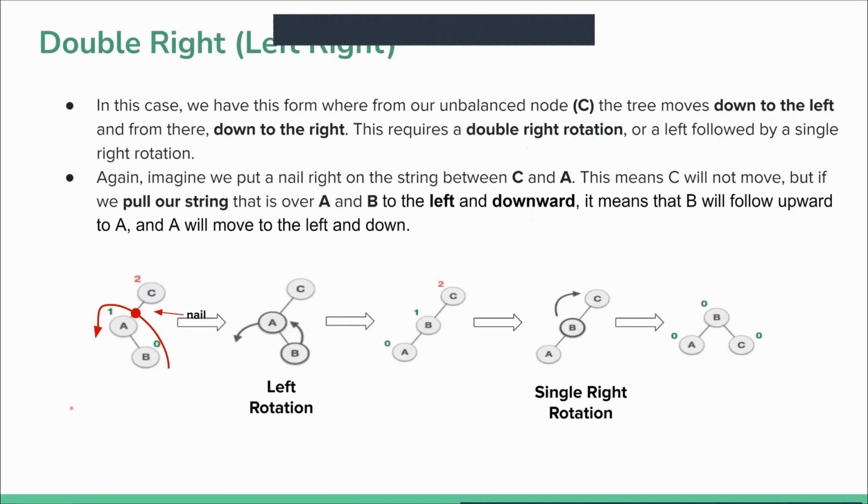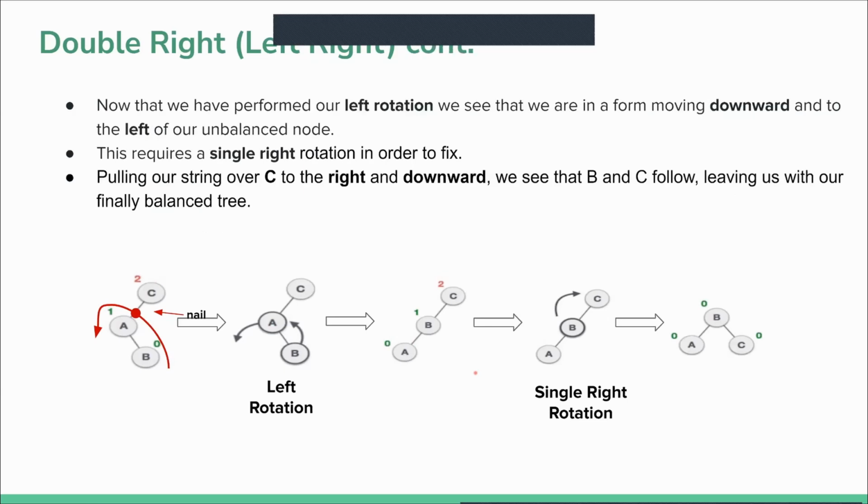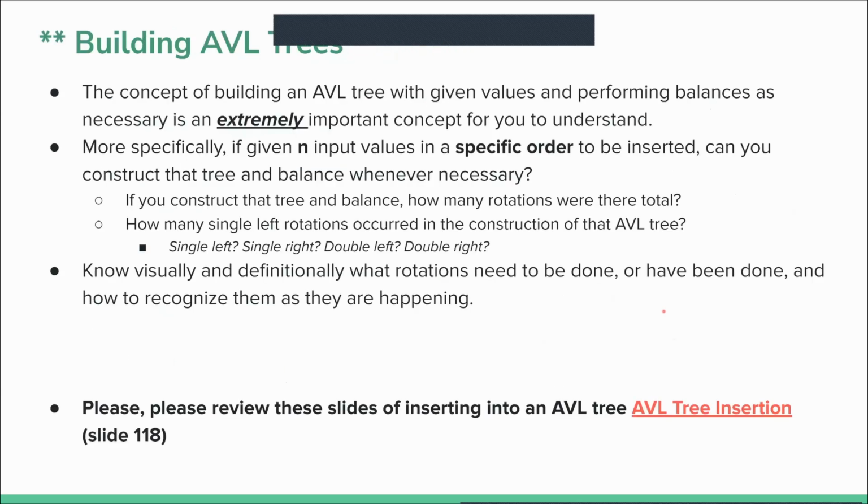If I pull A down and the nail is here, then B is going to move up here, A is going to move down, and C is not going to move because there's a nail between them. And that's exactly what happens to our tree after performing this left rotation. We get C, B, and then A, left-left. Because this one is now left-left, all we need to do is perform a single right rotation to fix the tree's unbalanced state. If we do that by pulling it over C and downward, it follows and leaves us with our balanced tree.